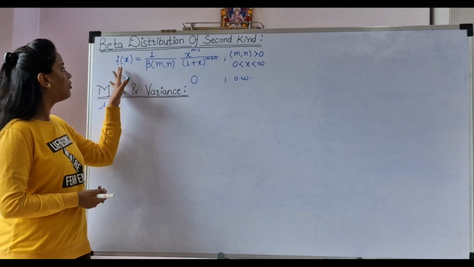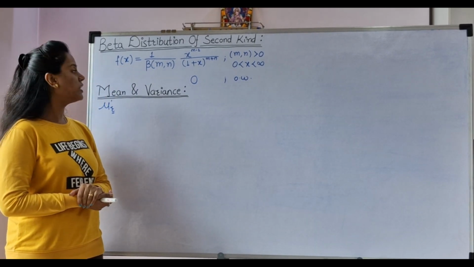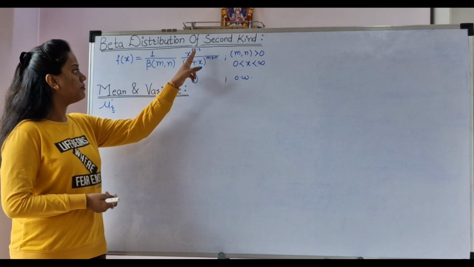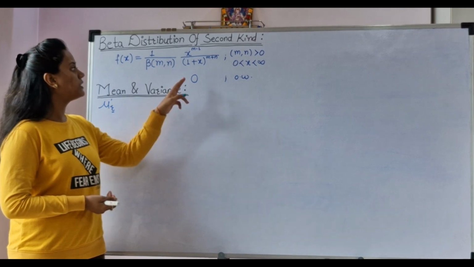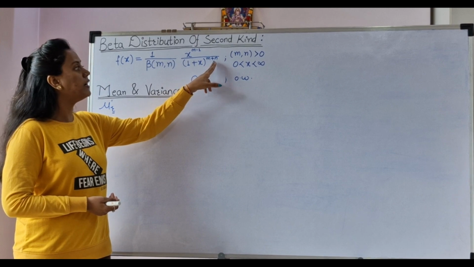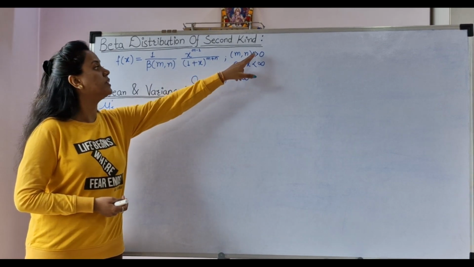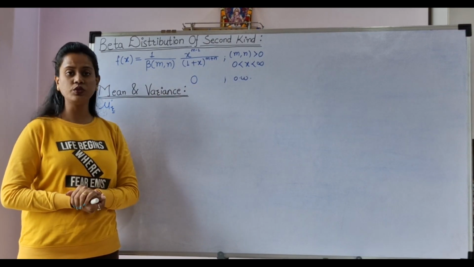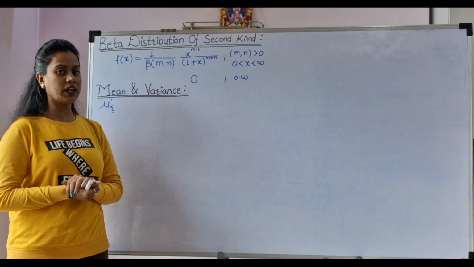Here our f of x is defined as 1 upon beta(m,n) into x to the power m minus 1 upon (1 plus x) to the power m plus n. Here m and n are the parameters greater than 0 and x lies between 0 to infinity, 0 otherwise.